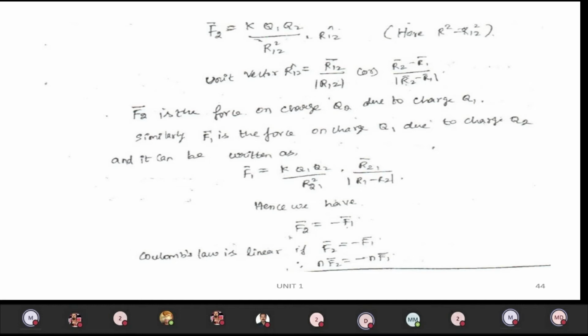The two are two points. We will have R21 vector divided by the modulus of R1 minus R2. That means we have to put in the unit vector. What is a unit vector? A vector divided by the modulus of that vector. That is R1 minus R2, or we can represent it as R2 minus R1 divided by the modulus of R2 minus R1. And for the force to be linear, F equal to minus F1. We have to show Coulomb's law to be linear: F2 must be equal to minus F1.